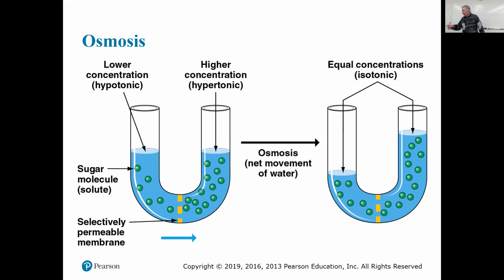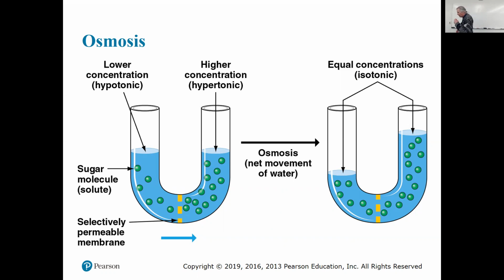So you have this U-shaped tube, you've got the water, and you've got this green molecule. Now this green molecule is not permeable, there's a membrane there between two sides of the U-shaped tube. That membrane is not permeable to the green molecule, but it is permeable to water.